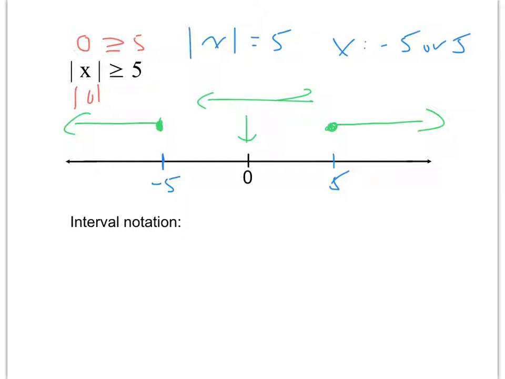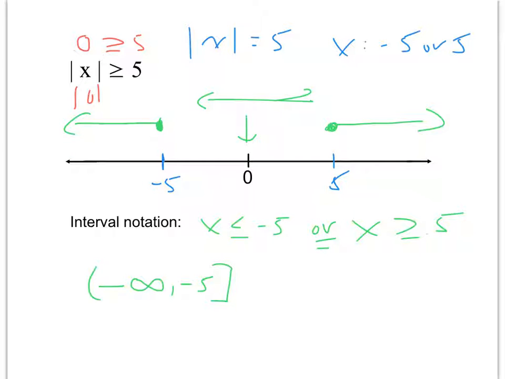Everything outside is. So we can write this now as x is less than or equal to negative 5, or, this is an or, x is greater than or equal to positive 5. In interval notation, that's going to be from negative infinity to negative 5, bracket, union, bracket, 5, comma, infinity, close that off with a parenthesis.